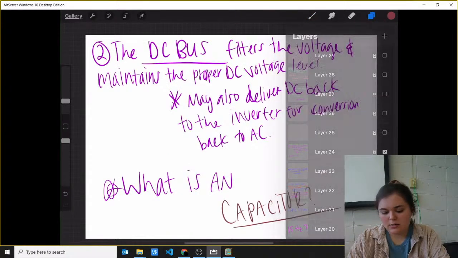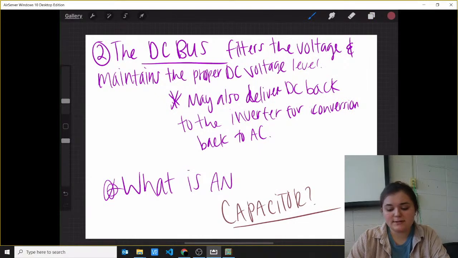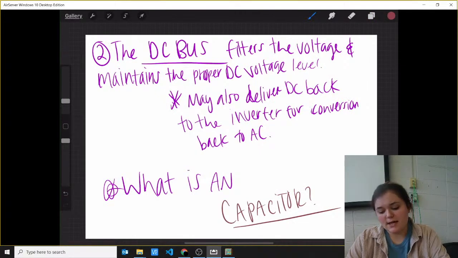The DC bus filters the voltage and maintains the proper DC voltage level. It may also deliver DC back to the inverter for conversion back to AC.